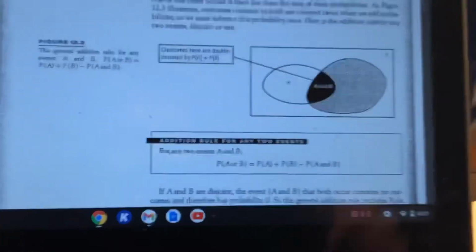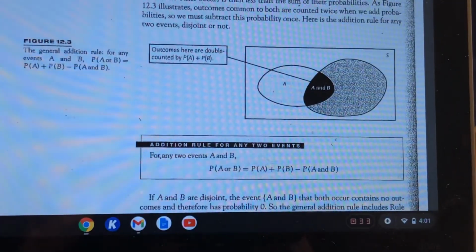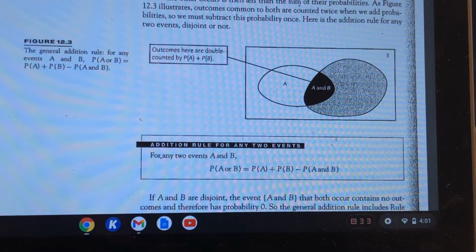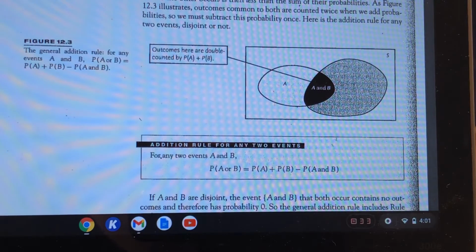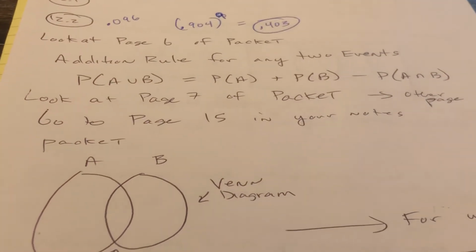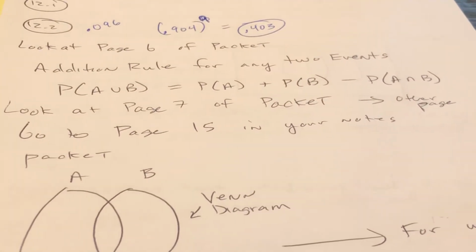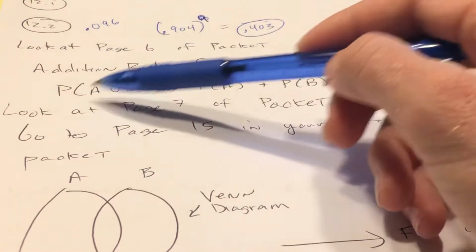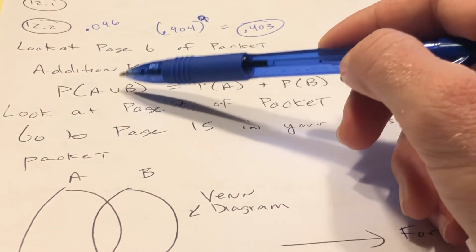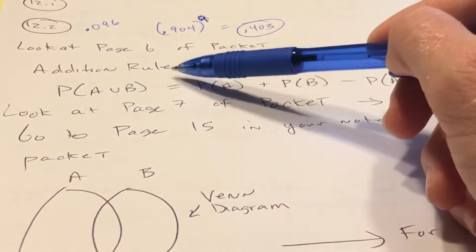All right, so take a look here. Page 6. Addition rule for any 2 events. The probability of A or B is equal to the probability of A plus the probability of B minus the probability that they both happen. All right, that's one way to write it. Here's another way. I like using U. U is for union. So that's the probability of A union B, A or B. Union means or. A or B is happening.